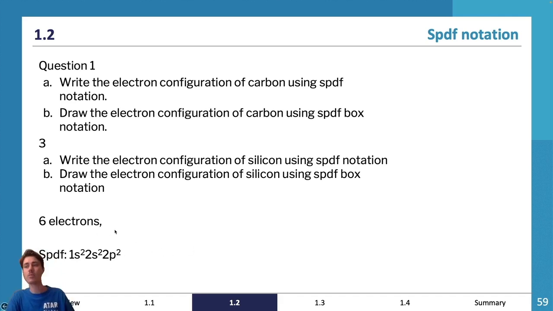2s, same thing. 2p, same thing, except this time there's 2. Well, it's p, and there's 2 again because we only have 6 electrons because it's the 6th element, so 6 electrons. So that's why we get that 2 there again.